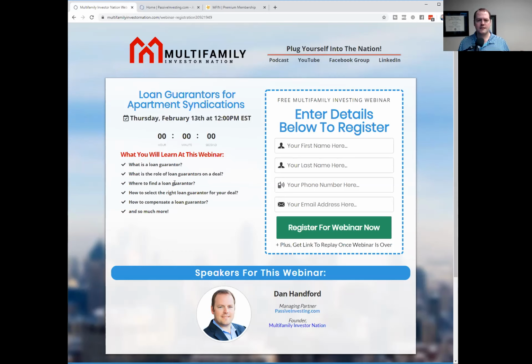So one thing is where to find a loan guarantor. One of the best ways to find a loan guarantor is to get out to events and start to network with people and start to talk with people, because I will tell you that, for me, when I do loan guarantor work, I will not be a loan guarantor with somebody unless I have a prior existing relationship with them. I want to make sure I know who they are before I start to sign my name on it.